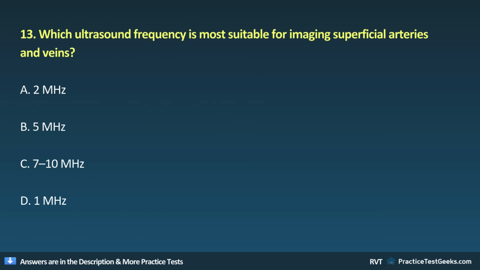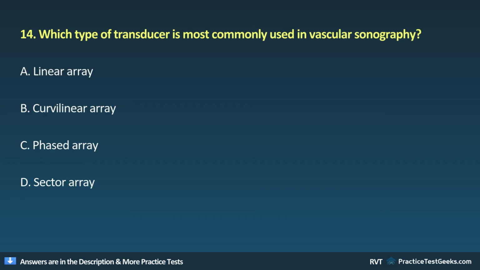13. Which ultrasound frequency is most suitable for imaging superficial arteries and veins? A. 2 MHz. B. 5 MHz. C. 7 to 10 MHz. D. 1 MHz.